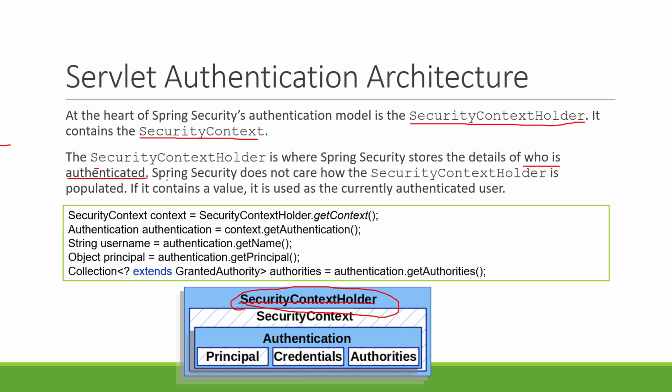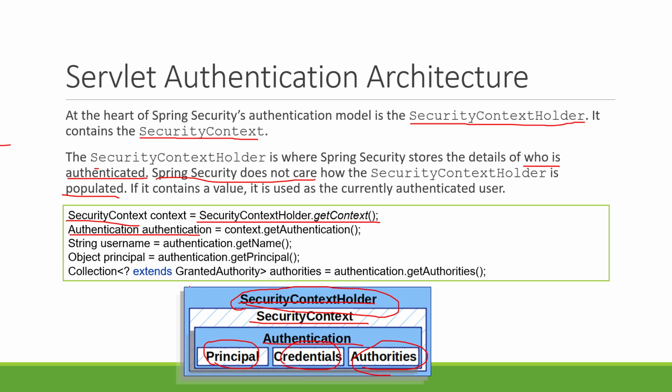Spring Security does not care how the security context holder is populated. If it contains a value, it is usually the current authenticated user. If you want to get the context by yourself, you can use this code. Get context, then you will get a security context, which is this part. From the context, you can get the authentication object. And from authentication, you can get the principal, credentials, and authorities.